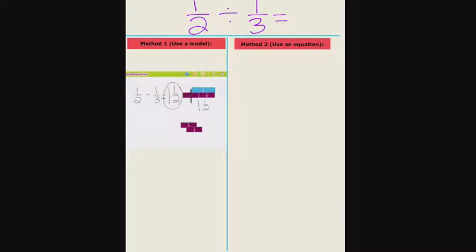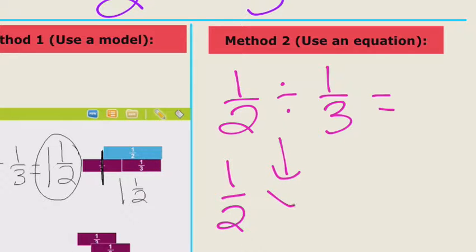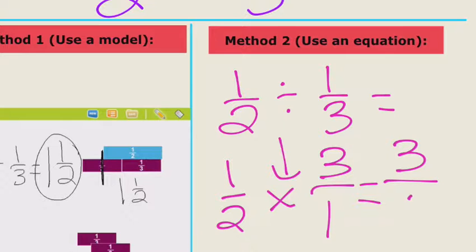Okay, now let's try this using an equation. So again, I'm going to write 1/2 divided by 1/3, and I'm going to rewrite this as a multiplication problem. 1/2 stays the same, division becomes multiplication, and we're going to find the reciprocal of that second fraction. So 1/3 becomes 3/1. I'm going to look for common factors on the top and bottom. I don't see any, so I'm going to go ahead and multiply. 1 times 3 is 3, and 2 times 1 is 2.